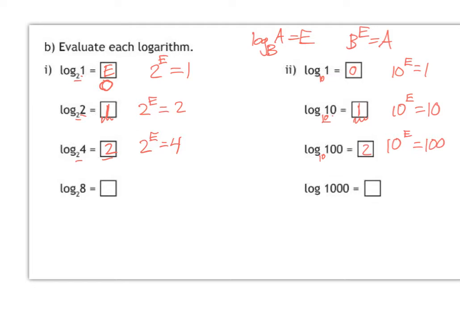Then we've got 2 to some exponent is equal to 8. That exponent has to be 3 because 2 times 2 times 2 is 8. Same thing over here. 10 to some exponent is equal to 1,000. 10 times 10 times 10 is 1,000. That means that 3 would be the exponent there.